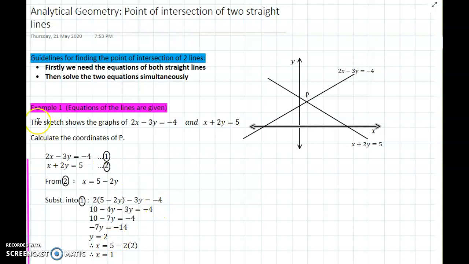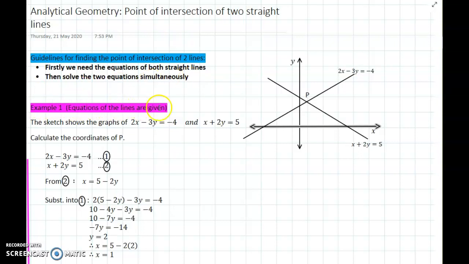of two straight lines. Now what's very important when we do this is firstly we need the equations of both straight lines. Now in the past, even in grade 10, you were given that always, but you'll see this differs slightly in some of the examples. And then we solve the two equations simultaneously. Let's look at our first example.